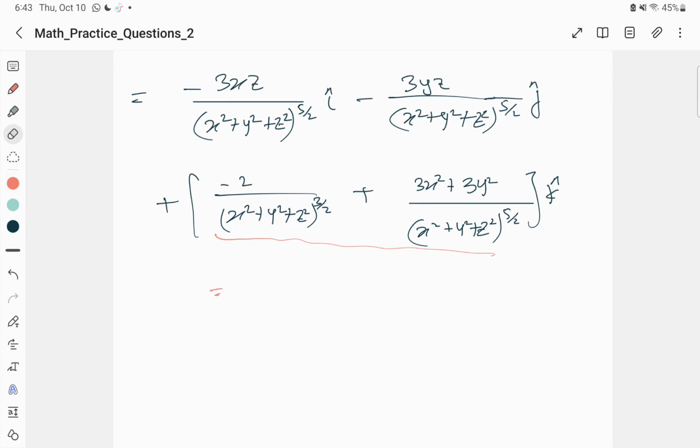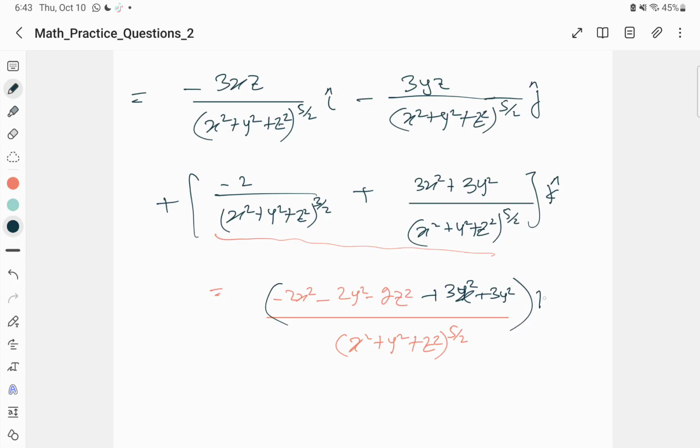So if I multiply in the denominator with x square plus y square plus z square, it will also become 5 by 2, and it's also 5 by 2 over here, so it will make an equal denominator, which will be (x square plus y square plus z square) to power 5 by 2, and that negative 2 will be multiplied with that expression, so it will become negative 2x square, negative 2y square, negative 2z square plus 3x square plus 3y square, and this is the k component.